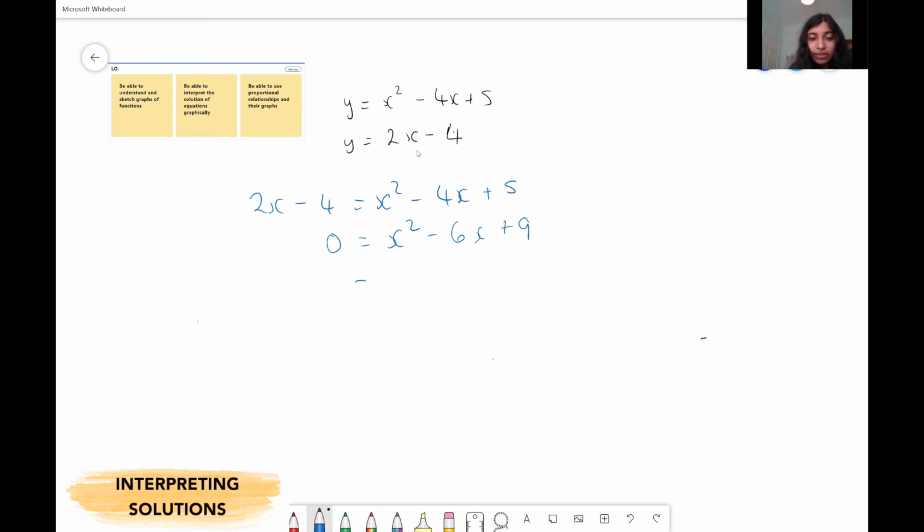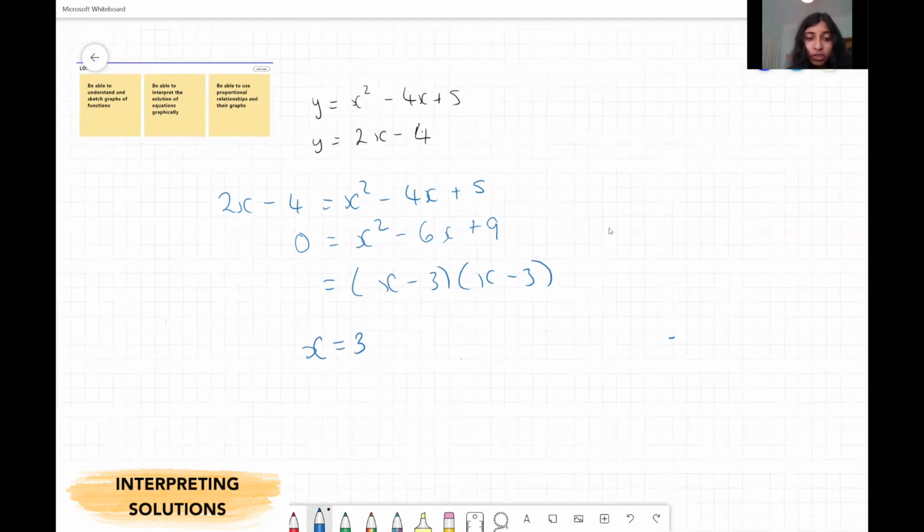Then if you factorize this, you would get x minus 3 and x minus 3. So then the only solution is x equals 3.